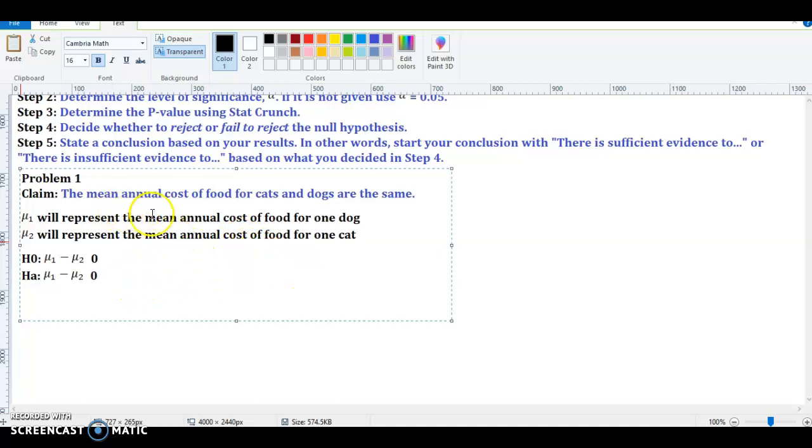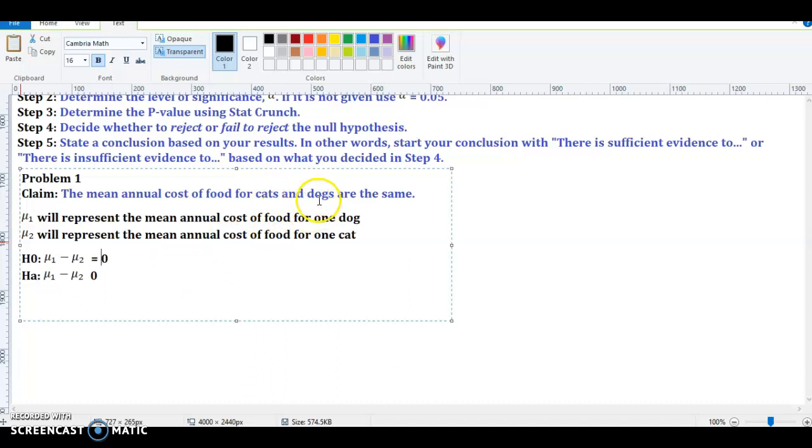So the claim was that the mean annual cost of food for cats and dogs are the same. It doesn't say greater than or less than or not equal to. If it had said less than, greater than, or not equal to, then you would select the appropriate symbol to go into the alternative hypothesis. But because the claim says that the two means are equal, the mean cost of food for cats is equal to the mean cost of food for dogs, then you're going to use the equal to symbol in the null hypothesis. That's always going to be the case.